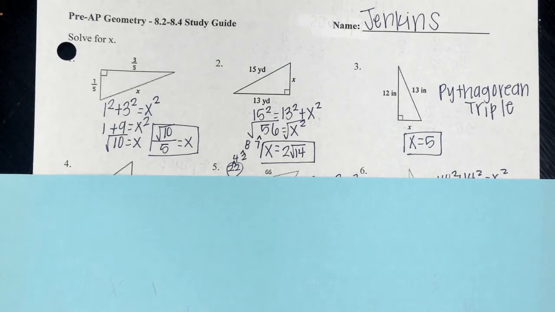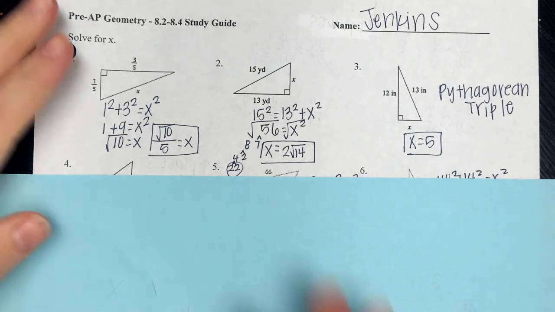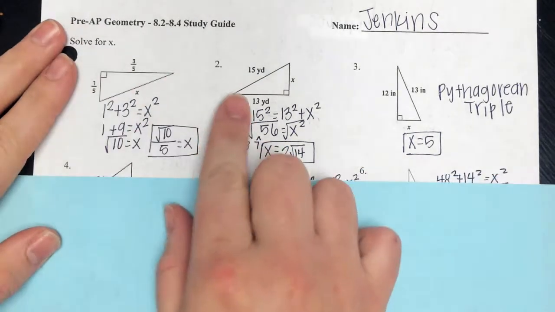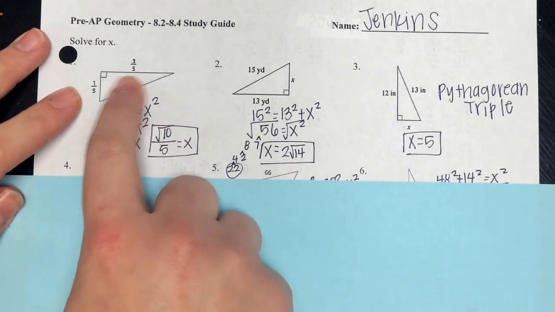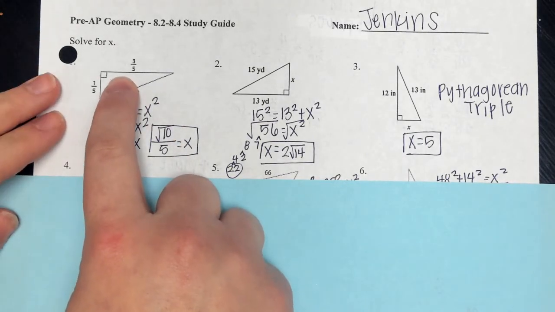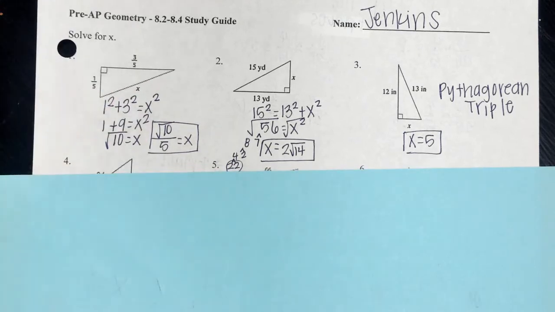Alright guys, so I'm making this video to go over our study guide for our test tomorrow. In number 1, 2, 3, 4, 5, and 6, we don't know the angles except for one of them. So we have to use Pythagorean theorem. So these are not special right triangles. These are just right triangles. So you have to use Pythagorean theorem.